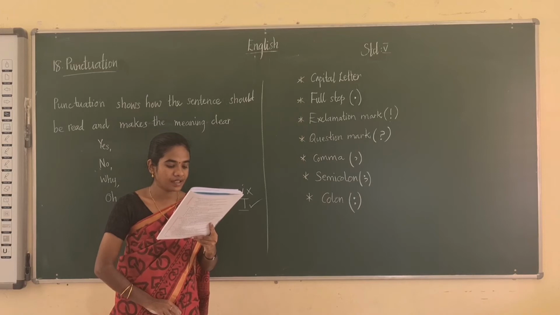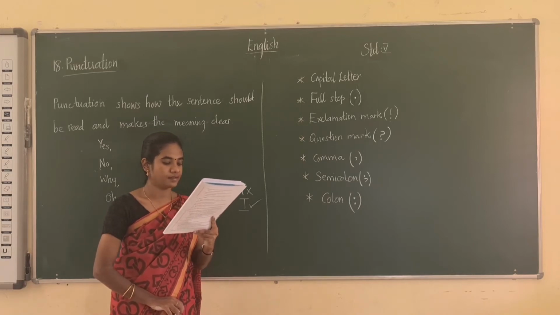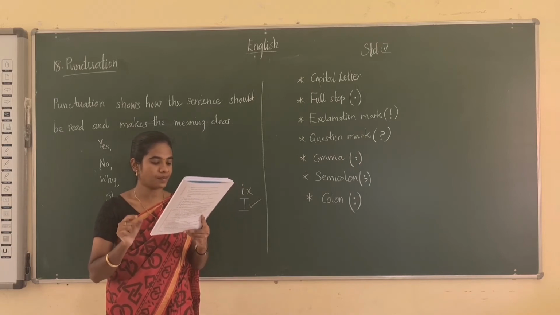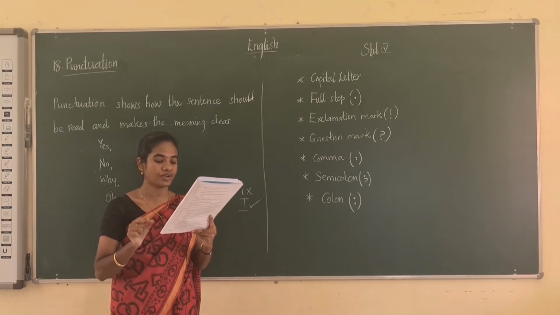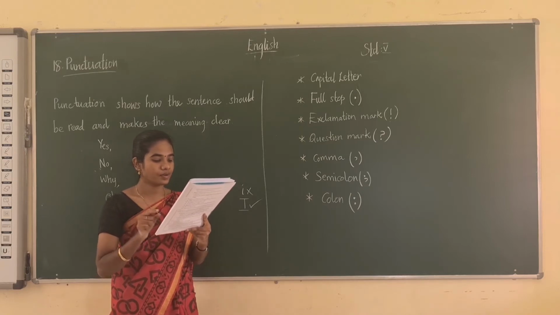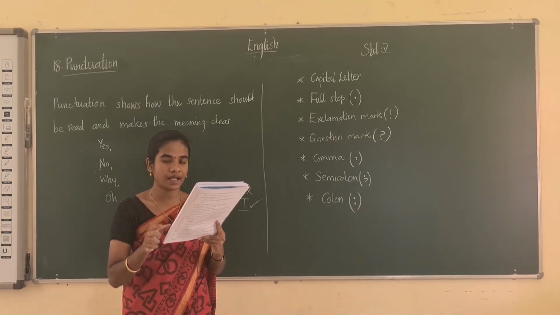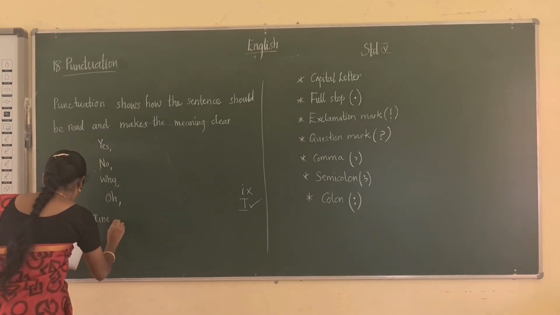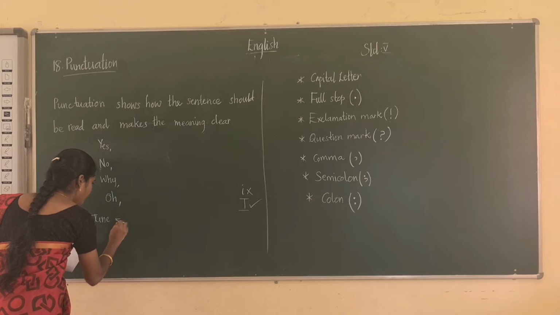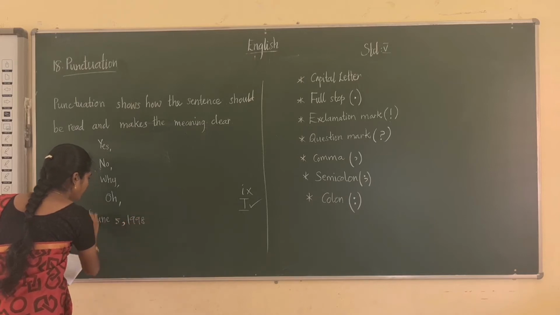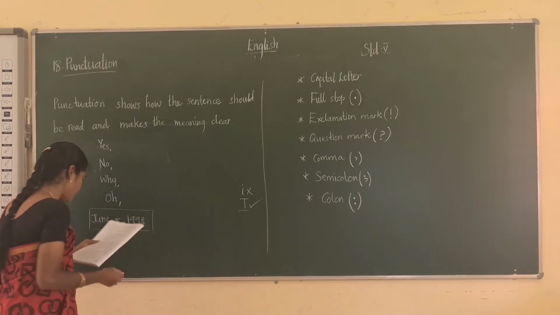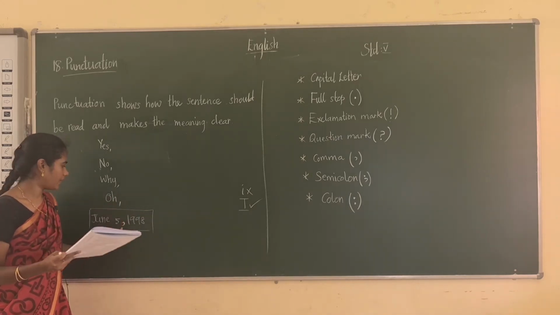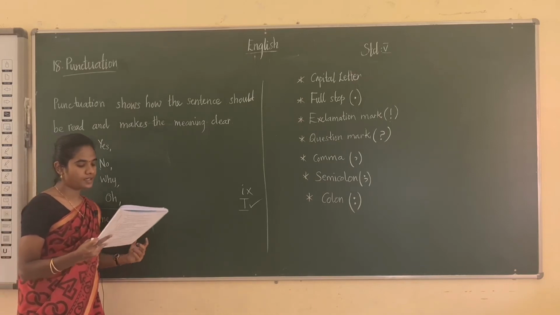See the next one, between the days of a month and the year. For example, Poonam was born on June 5, 1998. So between the day and month and the year, for example, June 5, after that you have to put a comma, 1998. Like this only you have to write. So between the day of a month and the year, in between you have to put a comma.